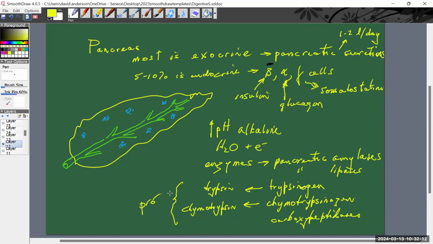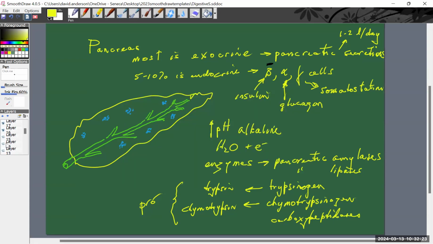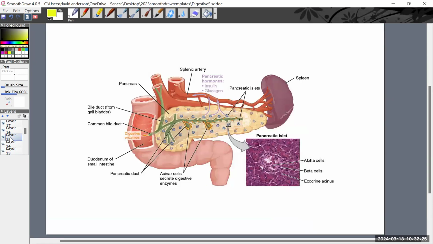Okay, now I got a picture of the pancreas too, just isolated. Well, not that one. Here, this gives us a little bit of a picture of the pancreas. So here we see the pancreas. It's that yellowish structure in the middle.